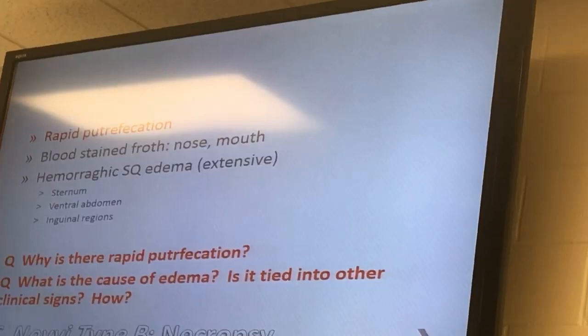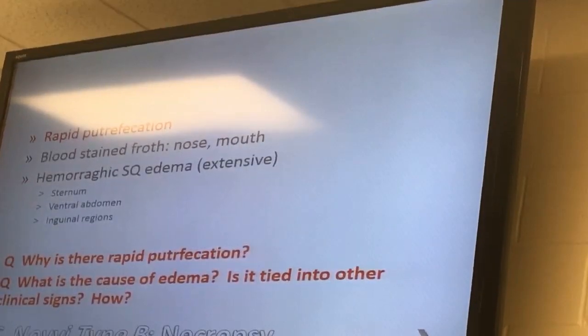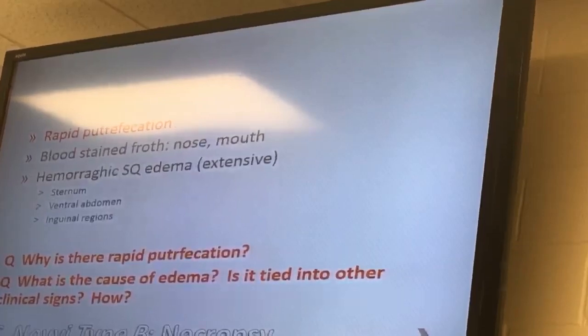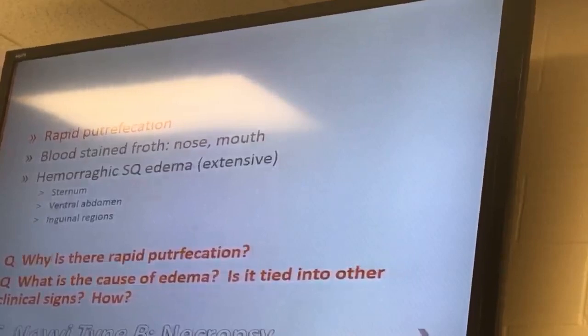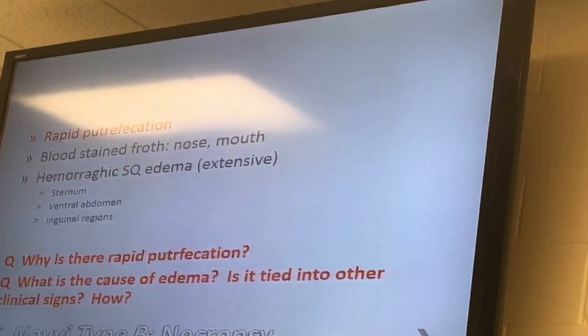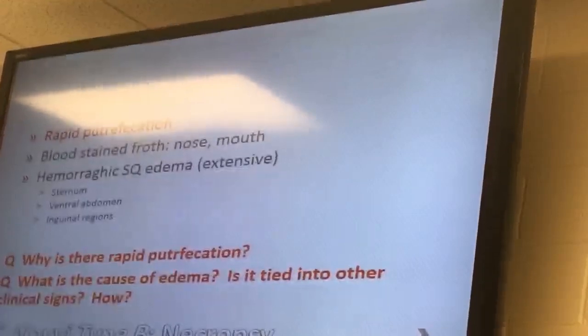With any of the clostridial diseases, you get rapid putrefaction. So we want to make sure that we do those necropsies quickly. With this disease, Clostridium novyi type B, you can actually get blood-stained froth in the nose and mouth. If you find an animal that's dead and has blood-stained froth in the nose and mouth, what do you have to rule out? Anthrax, yes. It can also happen with perforations. Any of the Clostridium can cause this. But when you see that, you need to think anthrax first. Keep yourself safe, keep the public safe.